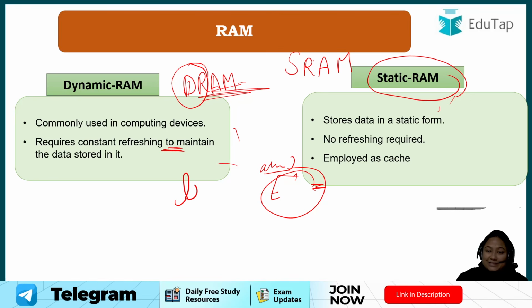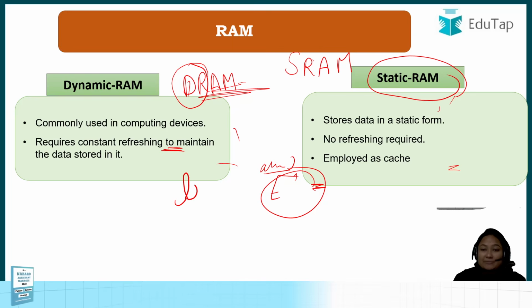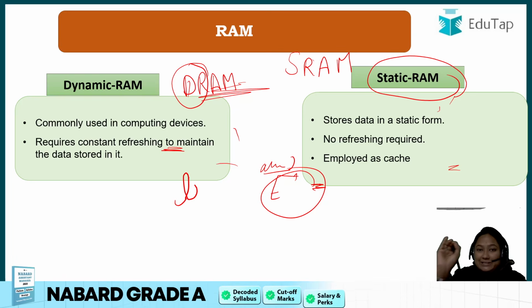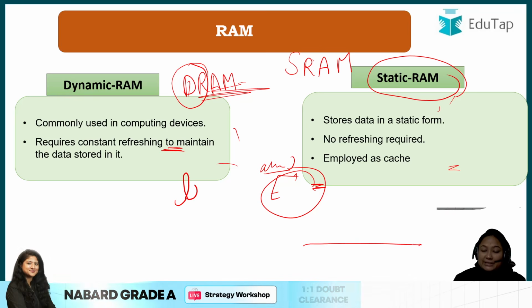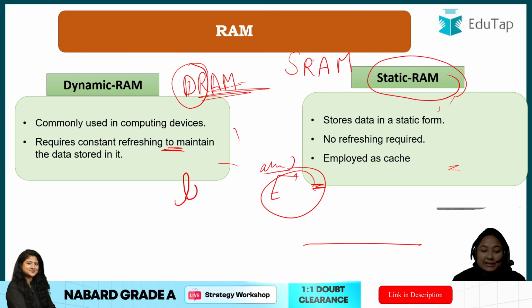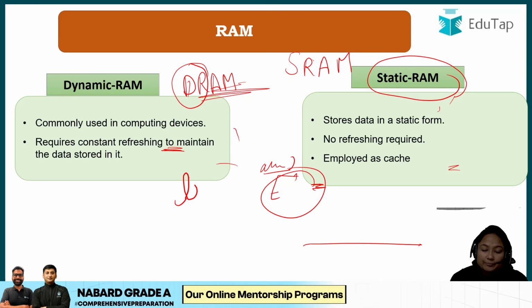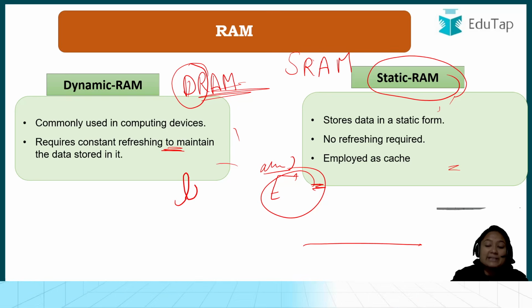Next we have SRAM, static RAM. Static means it doesn't need constant refreshing, not at all. That is why it stores the data in static form, and for this reason it is used in the cache memory. Whenever you access any data again and again, my computer does not want to process it again and again, so it will create a shortcut for that, and that data will be stored in the SRAM.